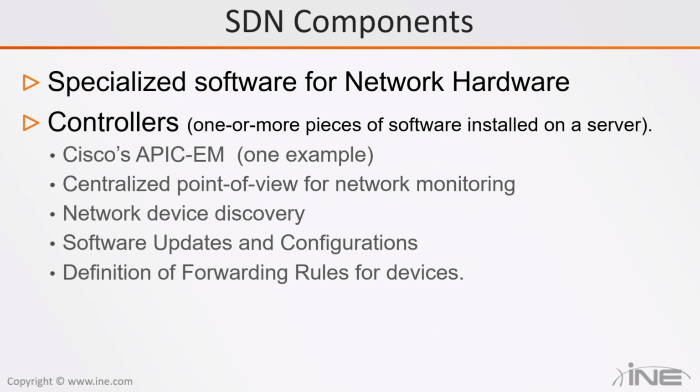But of course, right now there's the Cisco APIC, right? And we have a couple other devices here, but it's a centralized point of view for network monitoring, right? Network device discovery, like I said, the idea is it's basically plug and play. You plug the controller into one of the leaves, find the spines, find all the other leaves through the specialized software. They all know they're supposed to be looking for each other to create this fabric, okay?